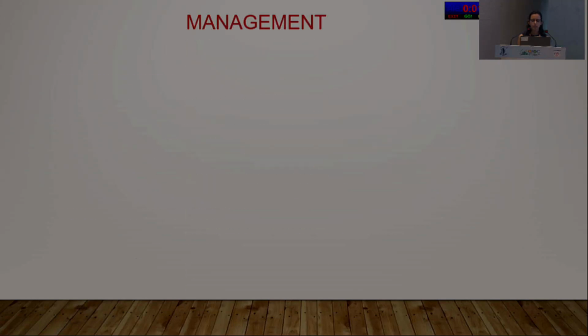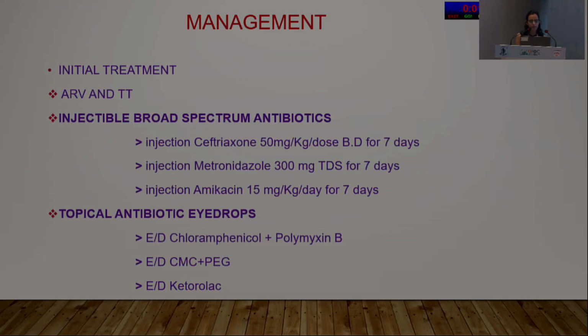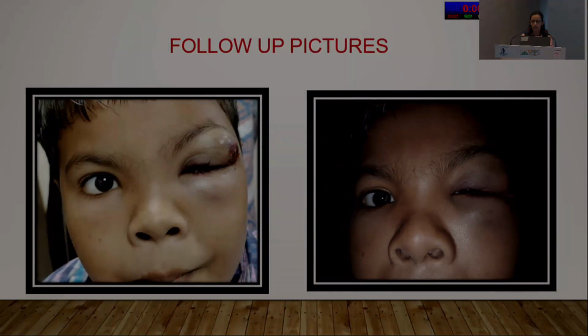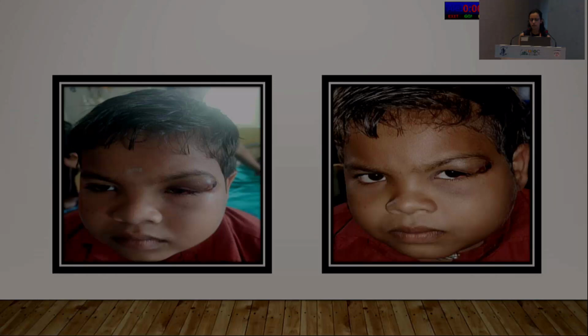For this, management was done. Initial treatment was anti-rabies vaccine and TT, and then the patient was admitted to the hospital and treated with injectable broad spectrum antibiotics for 7 days, and topical eye drops were given. Then oral medications were given. The wound was regularly cleaned, and lid hygiene was done. Regular follow-up was done to monitor for signs of orbital cellulitis. These are the follow-up pictures of the patient during hospital admission.